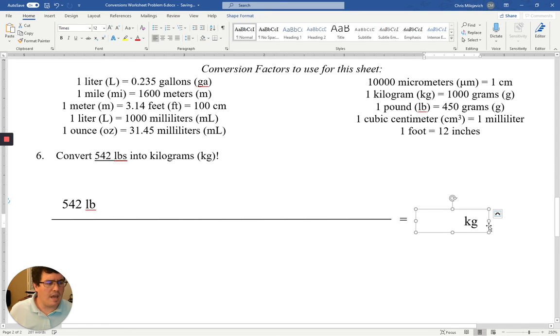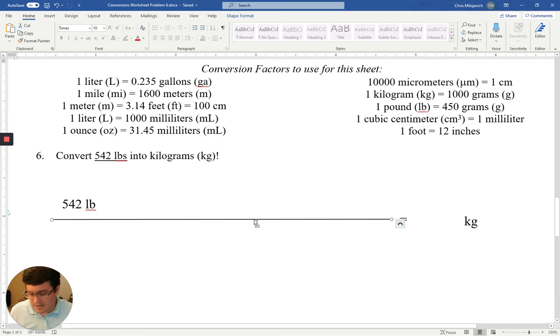By the way, I see a lot of folks who want to skip this step, but remember, it's really important because you need a reminder there. You need something that tells you exactly what you're trying to get to, exactly what the end goal is. All right, so now we are ready to start the actual factor label process.